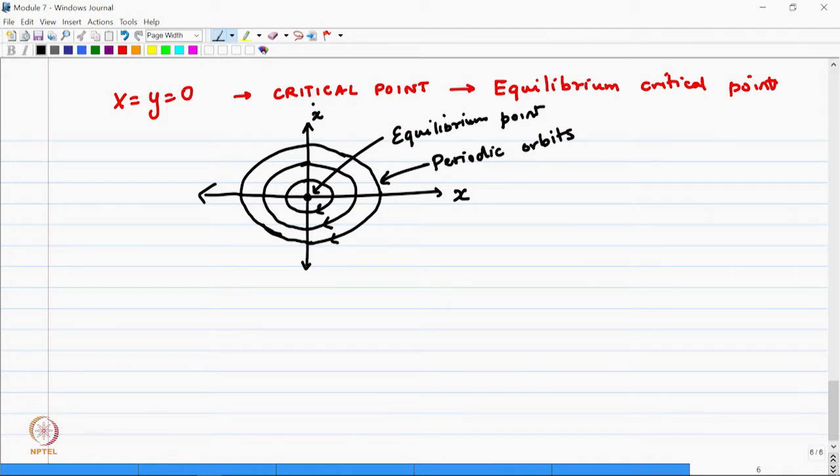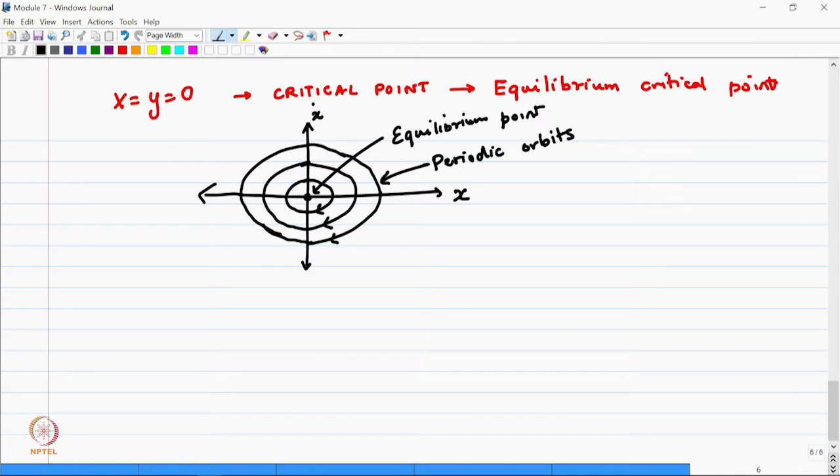Just by analyzing this differential equation, we get that x equal to y equal to 0 is your critical point, which is an equilibrium point, and there are periodic orbits to this solution. So, a lot of information just by looking at the differential equation.